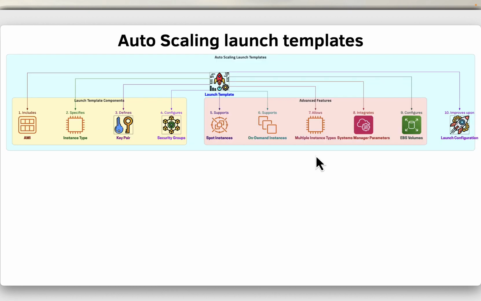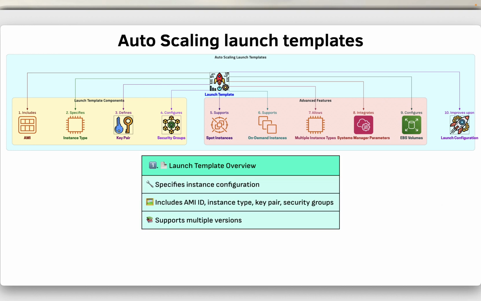Next topic is auto scaling launch templates. Launch templates specify instance configuration information, which includes AMI ID, Amazon Machine Image, instance type, key pair, security groups, and other parameters for launching EC2 instances. Unlike launch configurations, launch templates support multiple versions. Launch configuration, as I talked about, is an older technology. Nowadays we just use launch templates, and this supports versioning also.